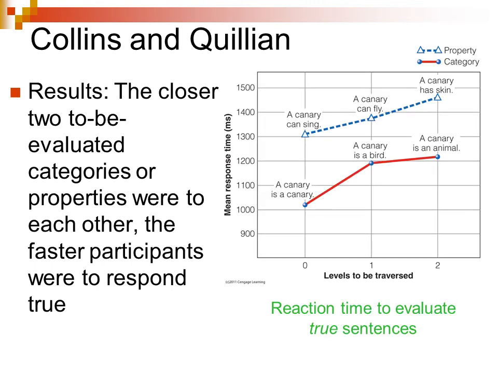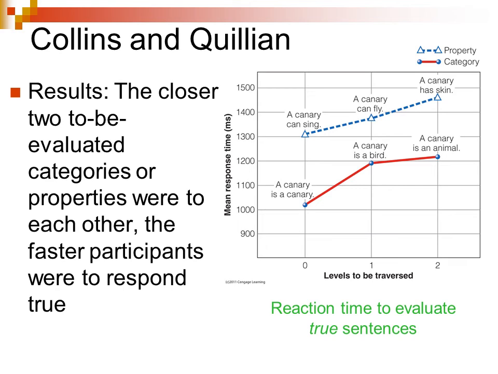So here we see the reaction times for participants to respond yes to true sentences. Again, the closer the two nodes were to each other in the model, the faster participants were to say yes. This was true when participants evaluated sentences with two categories. So participants were faster to say yes to the sentence a canary is a bird than to the sentence a canary is an animal.